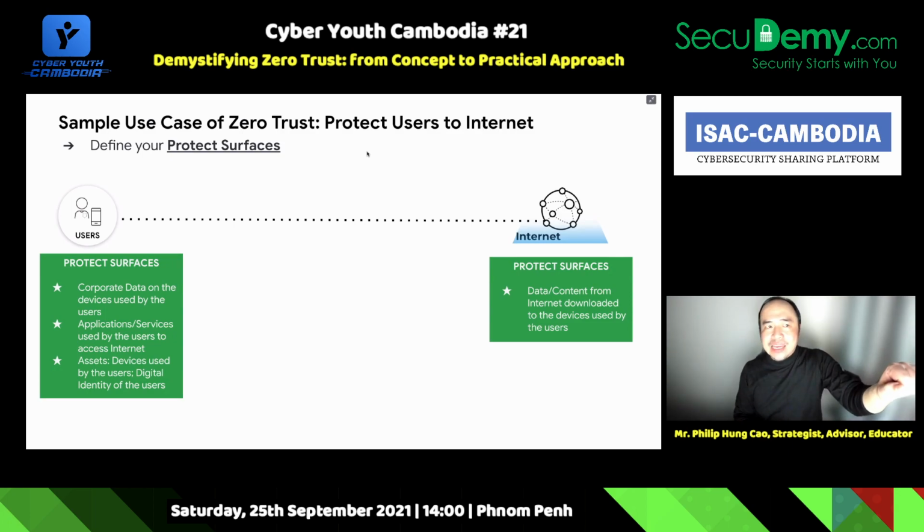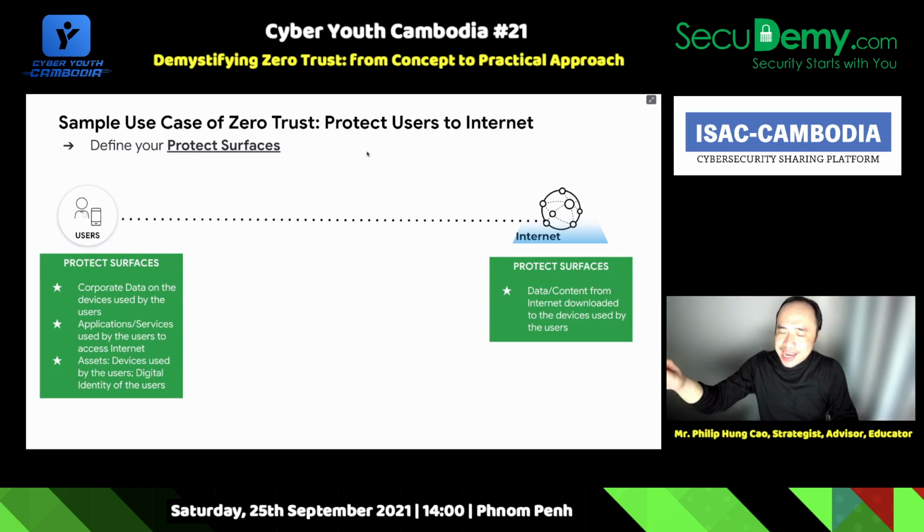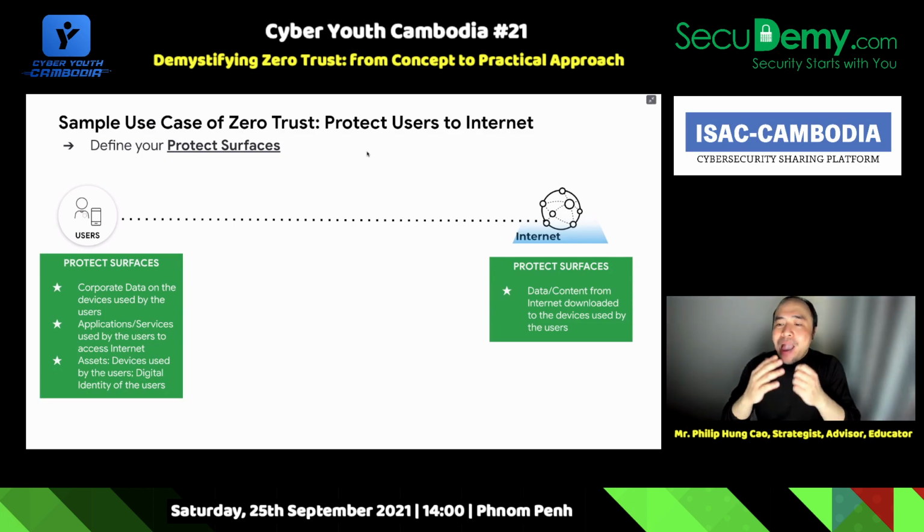So on the left hand side, you have the user. On the right hand side, you have the internet, right? So where is my protect surface? I already listed it down from here. There is a protect surface on the user side, and you also have a protect surface on the internet side as well.